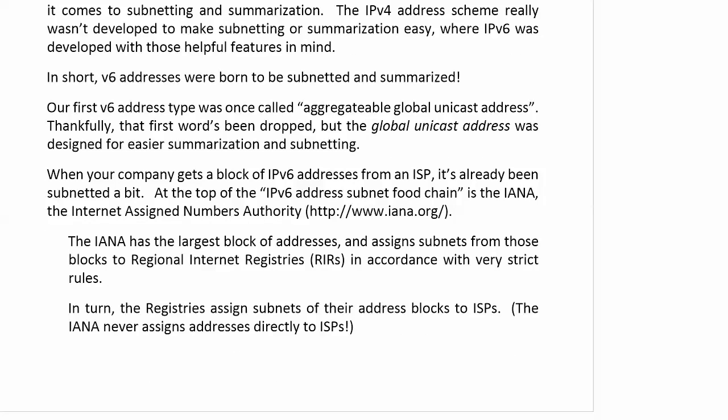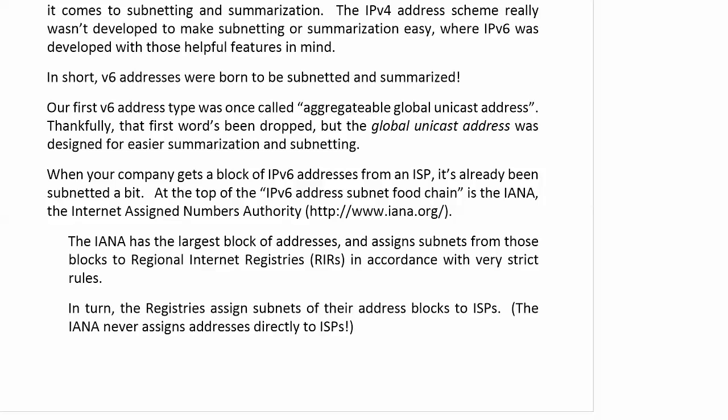And here's how part of that comes into play: the way the addresses actually get to us. Because when your company gets a block of version 6 addresses from an ISP, it's already been subnetted a little bit, because at the top of what I call the IP version 6 address subnet food chain is the IANA, the Internet Assigned Numbers Authority. And the IANA, they're at the top. They have the largest blocks of addresses. They have the whole pie, if you will, and they assign subnets from those blocks to what we call regional internet registries, RIRs, in accordance with very strict rules. Their assignments of the addresses and where they go and how they're assigned actually have subnetting and summarization in mind.